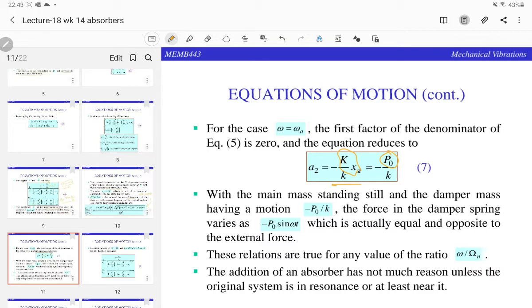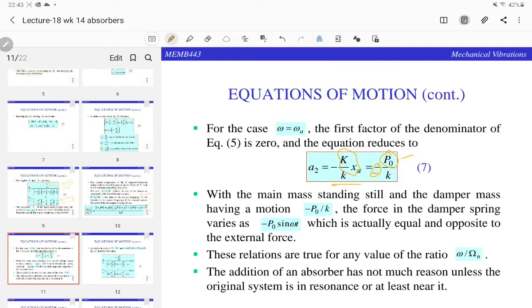If you look at it physically, you can also understand why your A2 is actually negative P naught over K, because the excitation, or the input to the system that causes the vibration, is actually P naught. So this is what you want to get rid of. So you need to apply equal and opposite forces. That's why you have this negative there, okay.